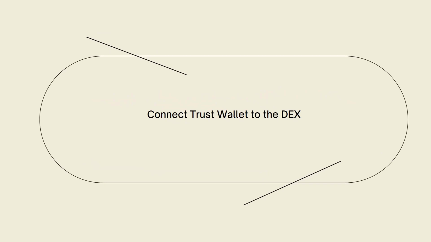Connect Trust Wallet to the DEX. On the DEX platform, locate the option to connect your wallet. Select Trust Wallet as the wallet of your choice and authorize the connection by following the prompts.